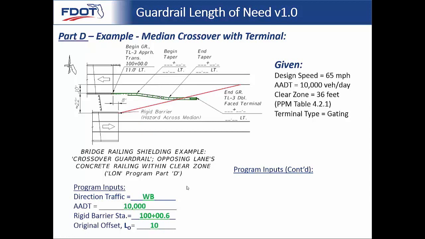The original offset, LO in this case, well, we show 10 feet. Looks like a 10-foot shoulder, so that just continues right along there into that face of guardrail, and that's what we're concerned with, and that's prior to any type of taper.